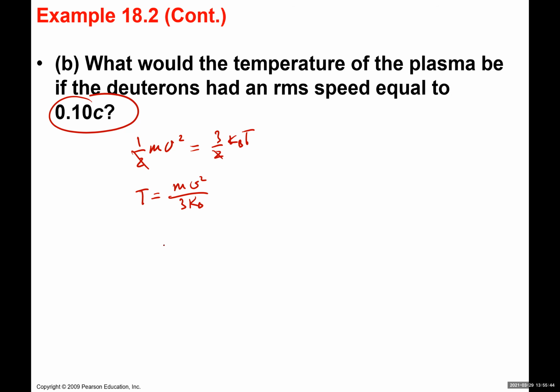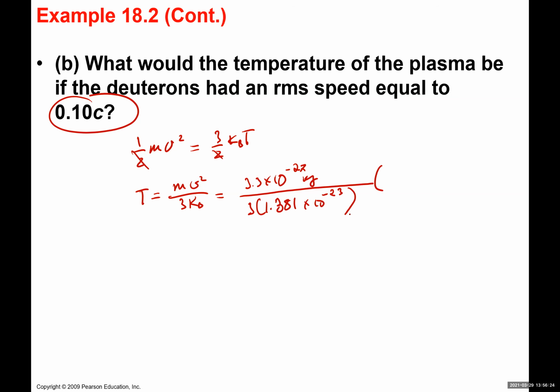Okay, so then I can calculate that. Again, this is the RMS speed right now. So let's see. The mass is 3.35 times 10 to the negative 27 kilograms. Then 3 times 1.381 times 10 to the negative 23. That's the Boltzmann constant.